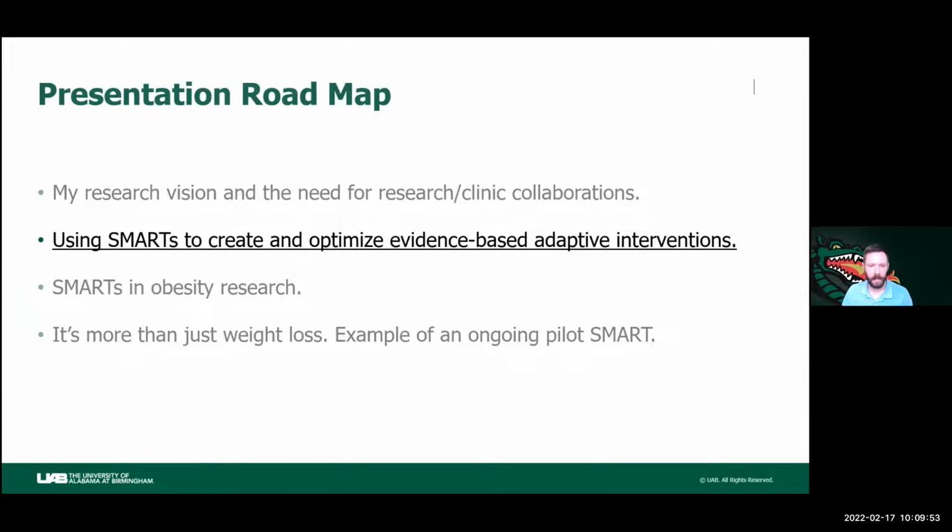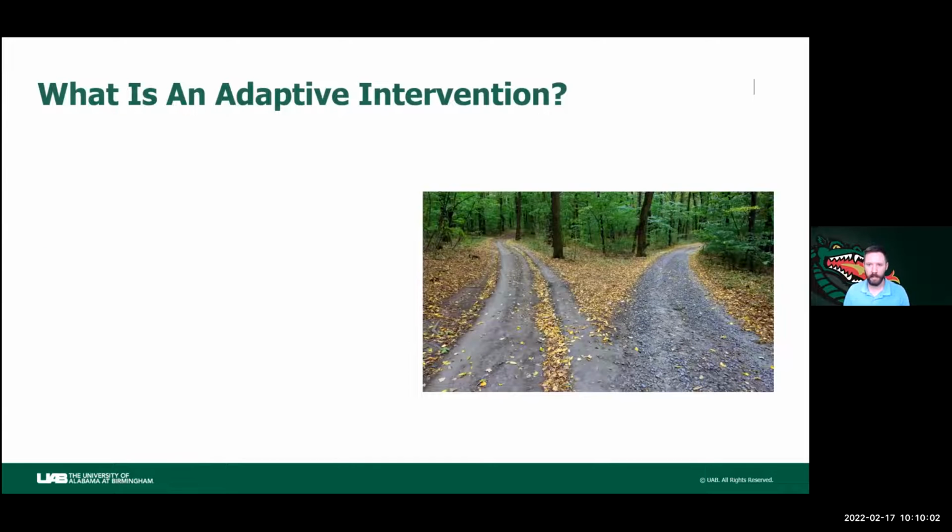So with that context and background, let's move on to the topic of SMARTs and how they've been designed to create and optimize evidence-based interventions.